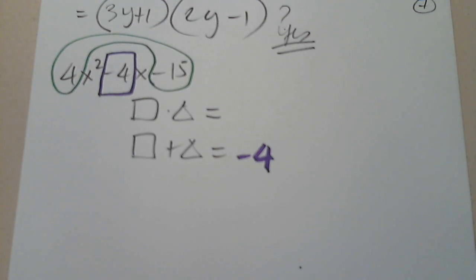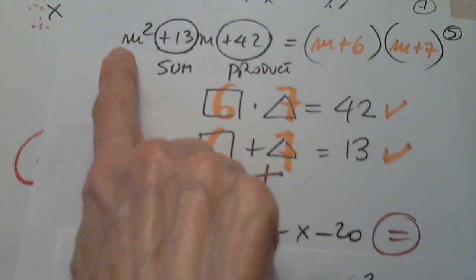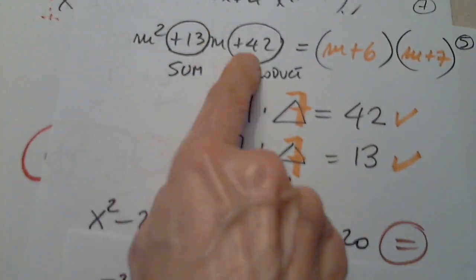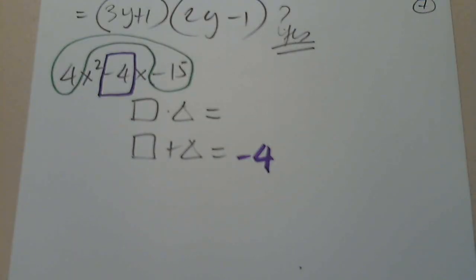Well, it did it before as well, but because it was 1 times 42, it is still 42. So we have to multiply 4 by -15. That will be the product. So what is the product then?